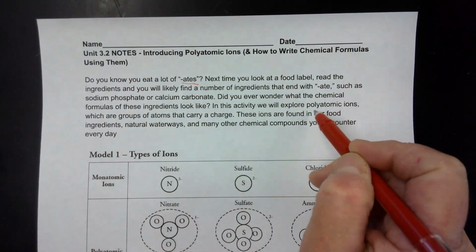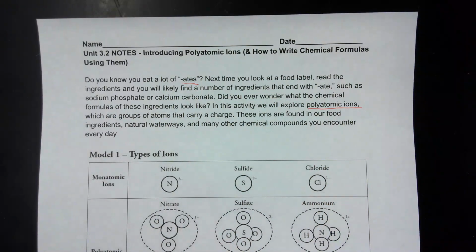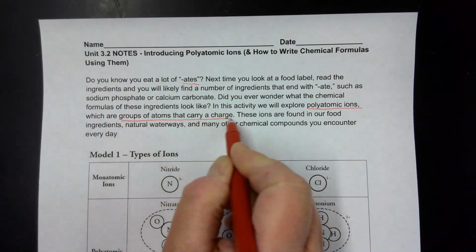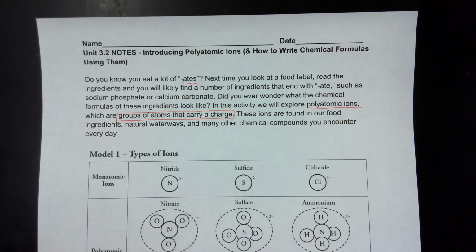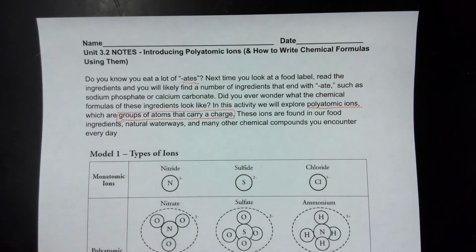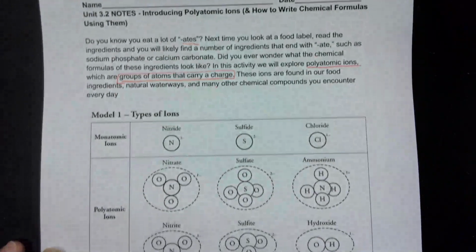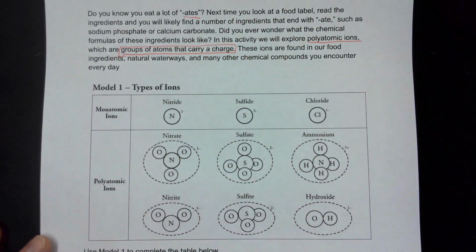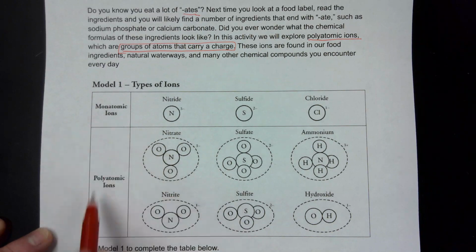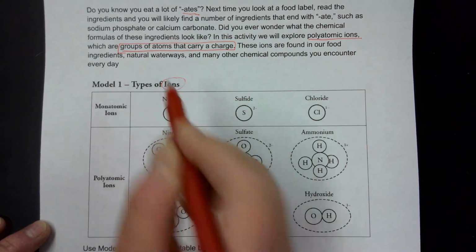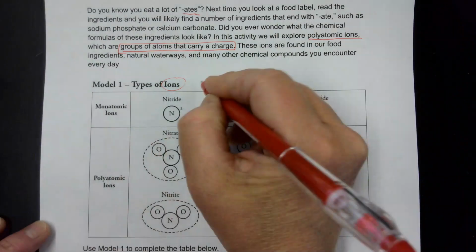They are called polyatomic ions, which are groups of atoms that carry a charge. They are found in our food ingredients, they are found in our natural waterways, and many other chemical compounds you encounter every day. So this is taken from a POGIL. This is model number 1, types of ions, and we have something called monatomic ions, and we have something called polyatomic ions. They're both ions, which means they are charged particles.